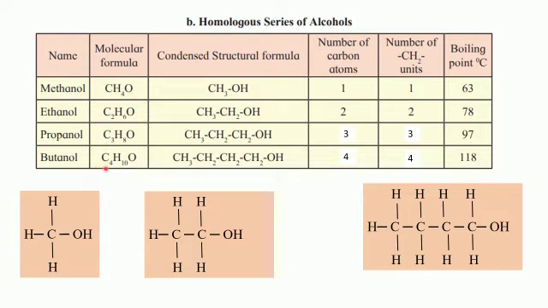Butanol, C4H10O: CH3, 1, 2 and 3 CH2 units, and OH. Carbon atoms 4, CH2 units again 4. Here the structure has been given. This is 1, this is 2, 3 and 4 CH2 units will be present.